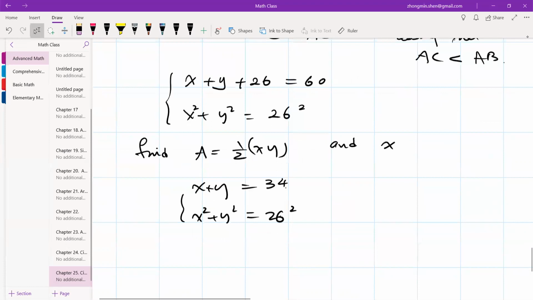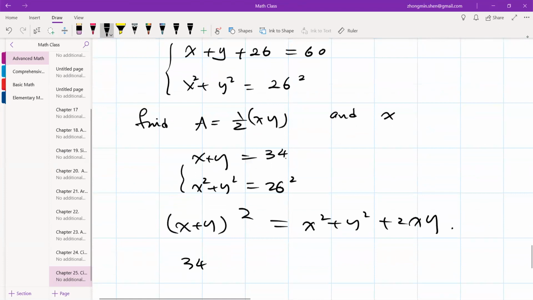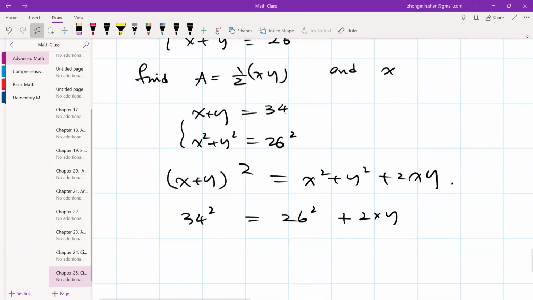X times Y is going to be, because of X plus Y squared, this is an important identity. Do you remember this? Using that, you solve the problem. So you get 34 squared, equals X squared plus Y squared, 26 squared, plus 2XY. So you don't need to find X and Y directly. Then you simplify. So area equals a quarter of 34 squared minus 26 squared, divided by 4.